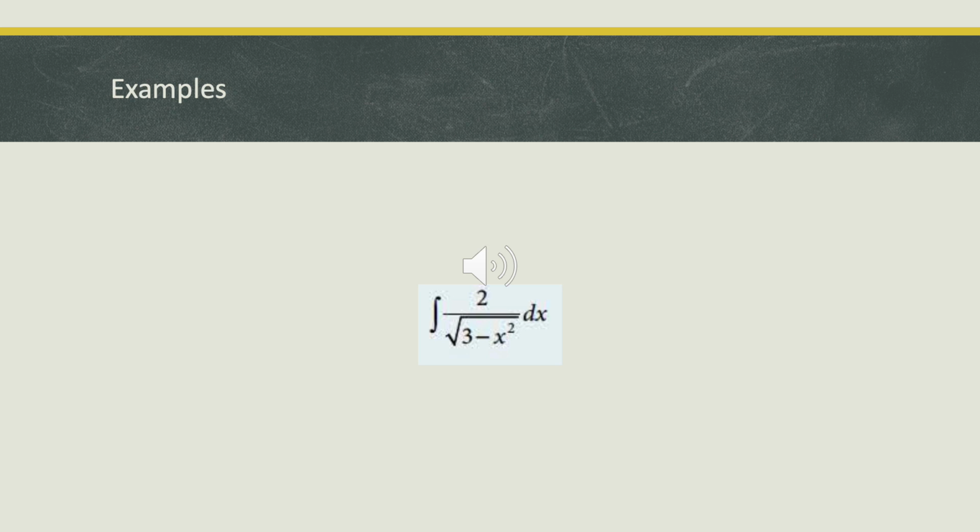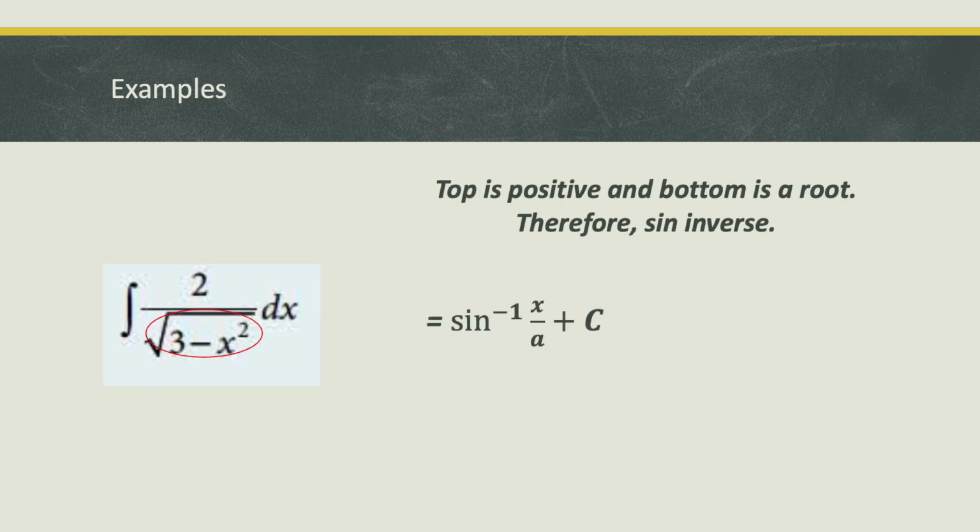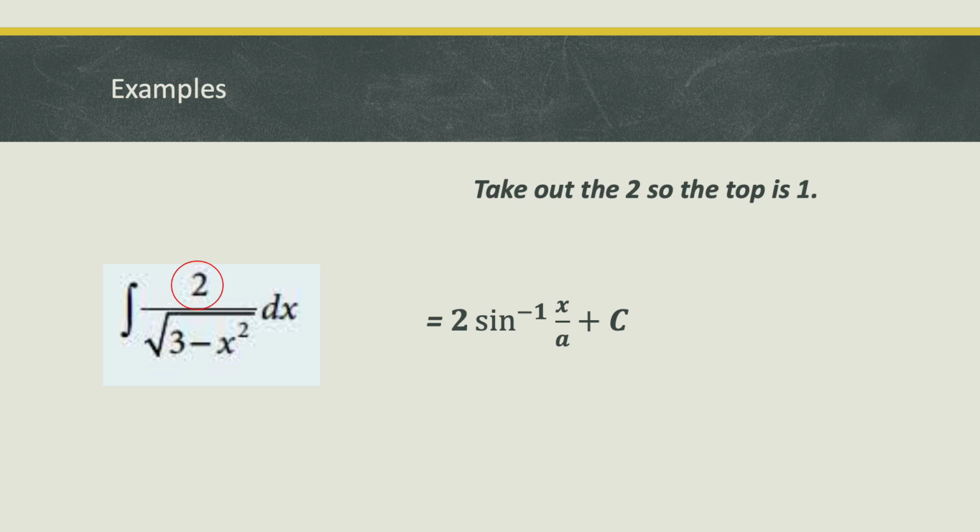Our next question and our last question for this presentation is integrating 2 over root 3 minus x squared. This might be a bit harder because the top is not a 1 and is now a 2. We see here the top is positive and the bottom is a root, so we can conclude this is a sine inverse. However, unlike before, the top is not a 1, but don't panic, because we can just move the 2 to the front, and so we can take it out and the top will just become 1. We also have to multiply by 2 in front of the sine inverse.